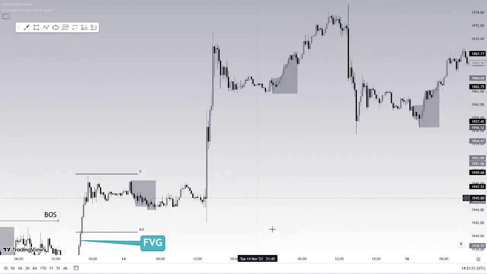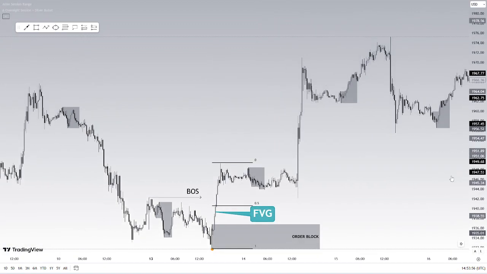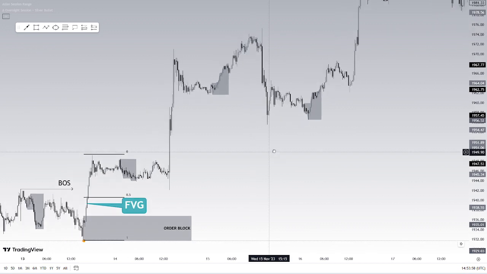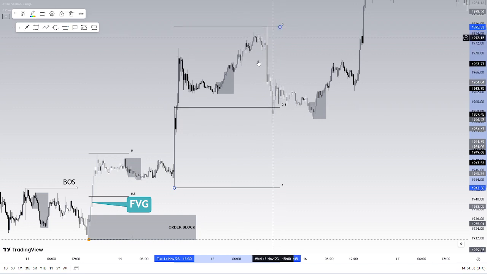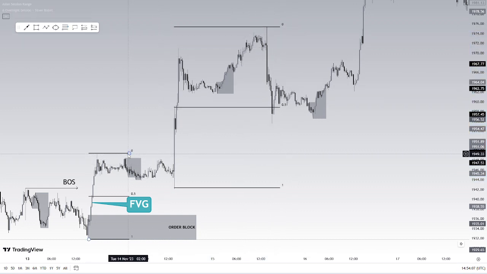Now if we continue to go on here to the right, we'll be able to see some more examples of this, right? Where we see price giving us a low in this region, and we see price giving us a high all the way up here. So we've seen another break of structure.